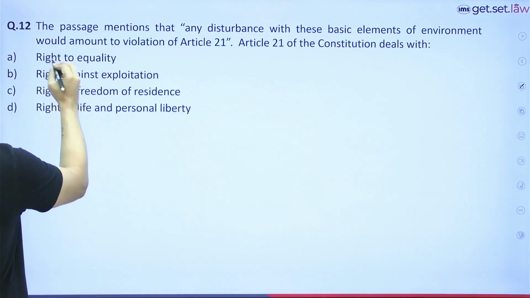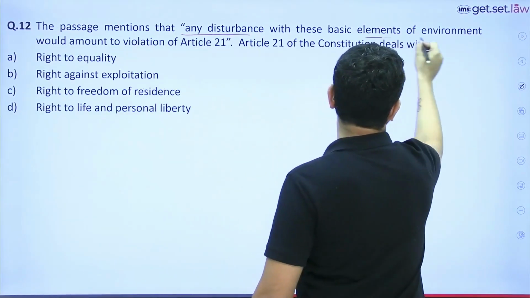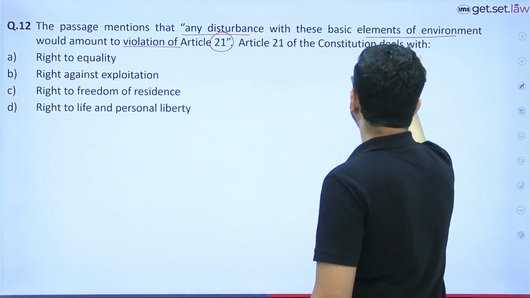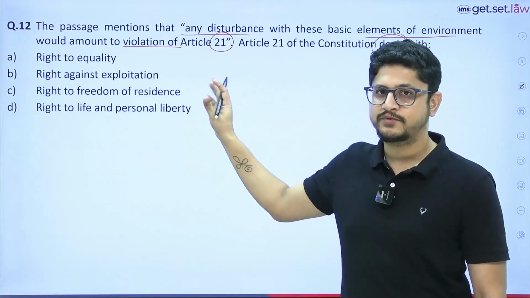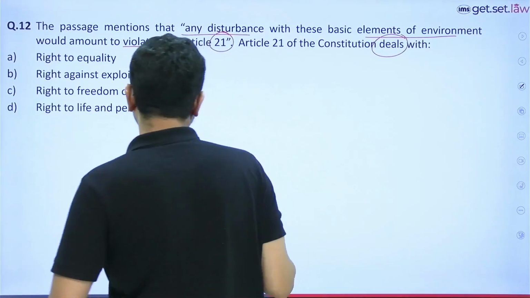Okay. The last part, the passage mentions that any disturbance with these basic elements of environment would amount to violation of the right under Article 21. Article 21 deals with, now guys, again this is a question, what is the full form of POCSO, here what does Article 21 mean? That is what you need to say.